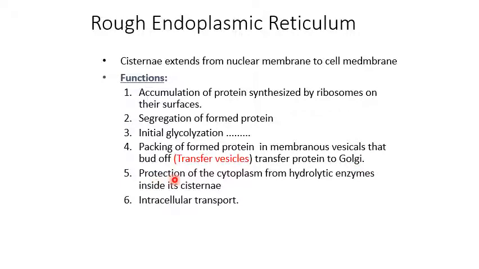The rough endoplasmic reticulum protects the cytoplasm from the hydrolytic enzymes produced inside the rough endoplasmic reticulum by the ribosomes. It may contain hydrolytic enzymes. If I do not put these hydrolytic enzymes in the tubules, the cytoplasm will be destroyed. One of the functions is intracellular transport, as we said, as it extends from the nuclear membrane to the cell membrane.